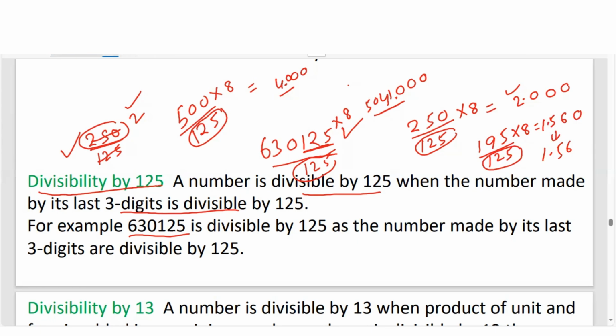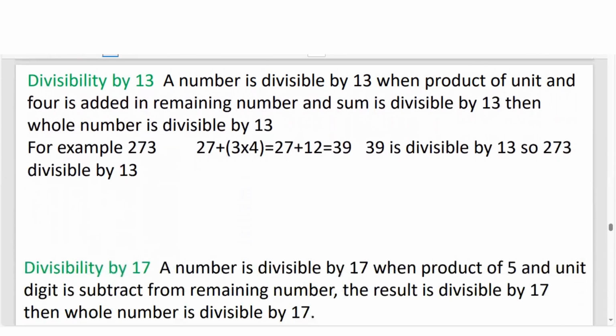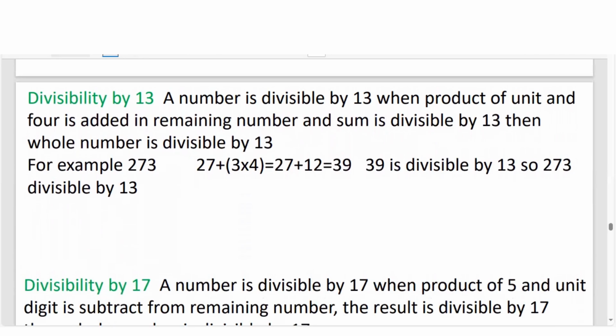Now let us see another technique. The next point is: how can we check whether any given number is divisible by 13? If any large number is given, how can we check that the number is divisible by 13? If a small number is given, then no problem. Just like it is given 41. Is it divisible by 13 or not?